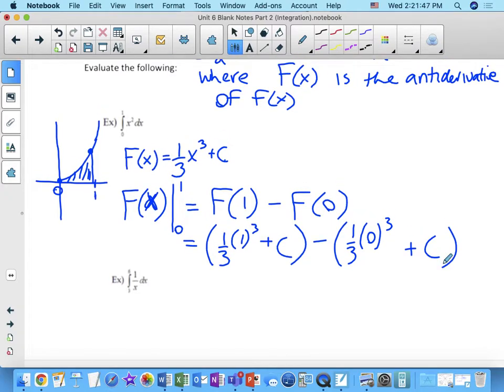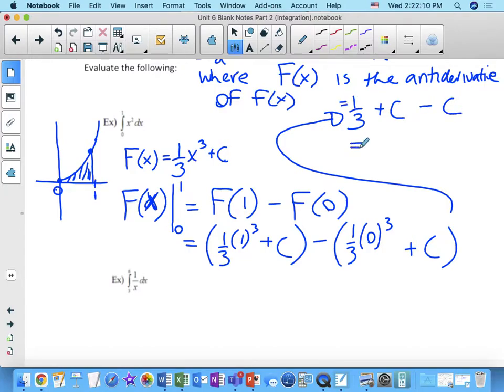And actually, I'm going to run out of space down here, so I'm just going to continue this over here. Maybe you guys wrote smaller than I did, though. That works out to be 1/3 plus c, and then this is minus 0 minus c, which is just 1/3. Okay, so the amount of area under the curve from here to here is equal to 1/3. We'll talk about that in a sec.